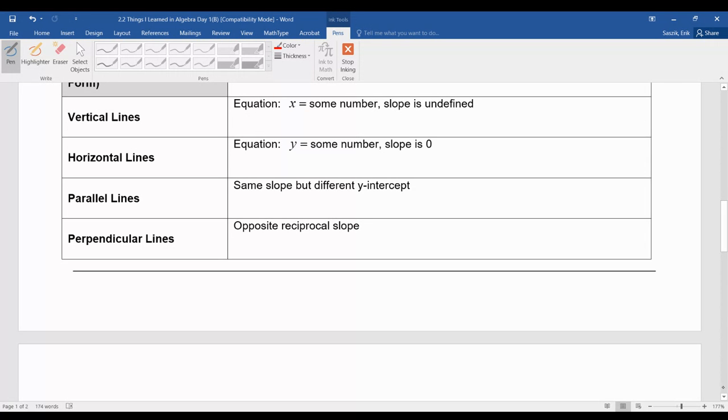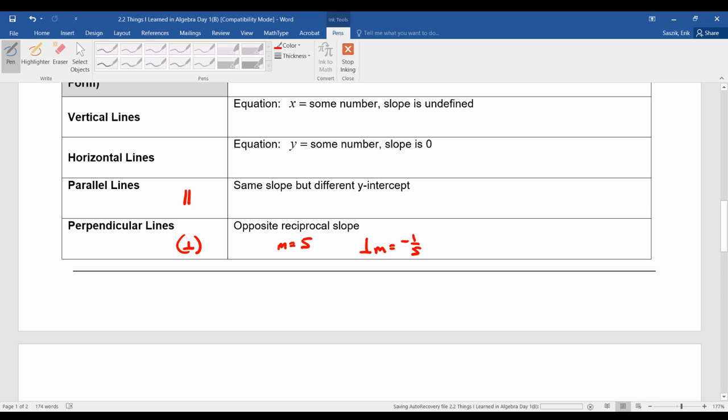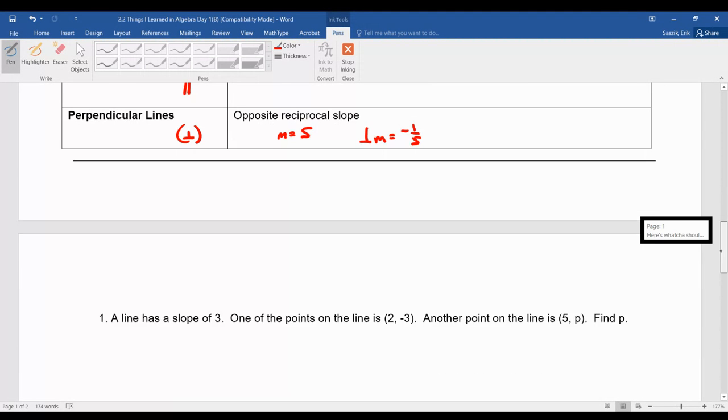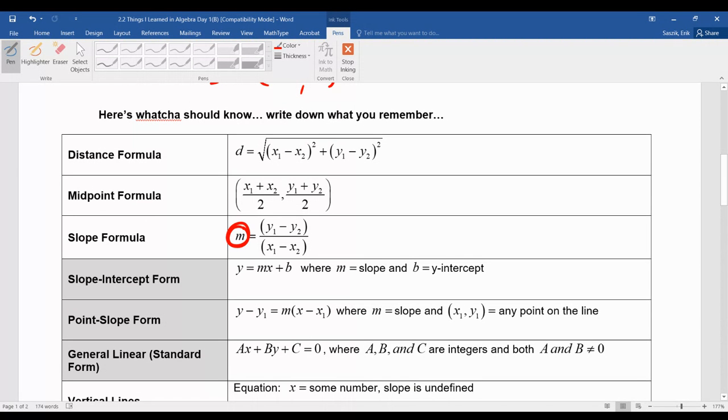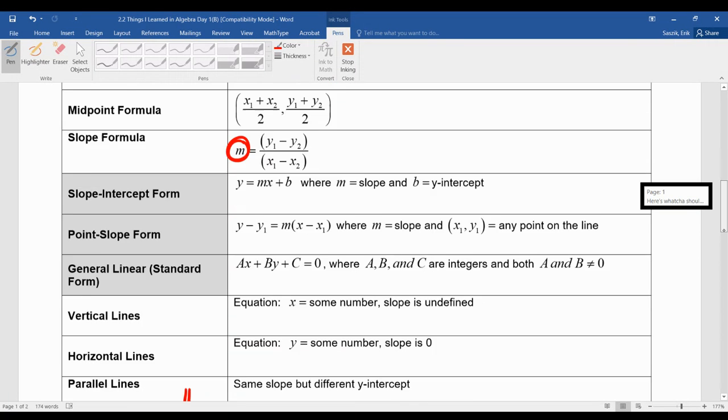Perpendicular lines have opposite reciprocal slopes. An example, of course, is if we have a slope of, remember, slope is represented by the lowercase m. If we have a slope of 5, the perpendicular slope would be negative 1/5, right? So this is the symbol for perpendicular, upside down capital T. This is the symbol for parallel, okay? And again, as I mentioned, and you guys all know, slope, you see up here, is represented by m. All right.